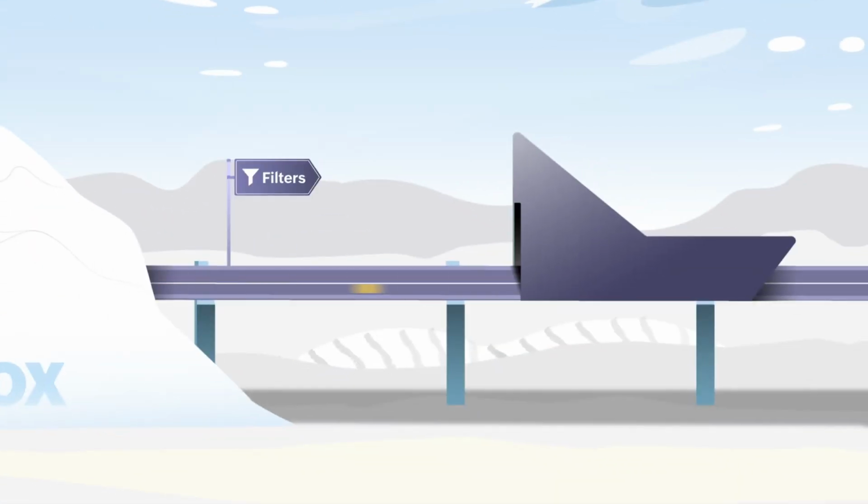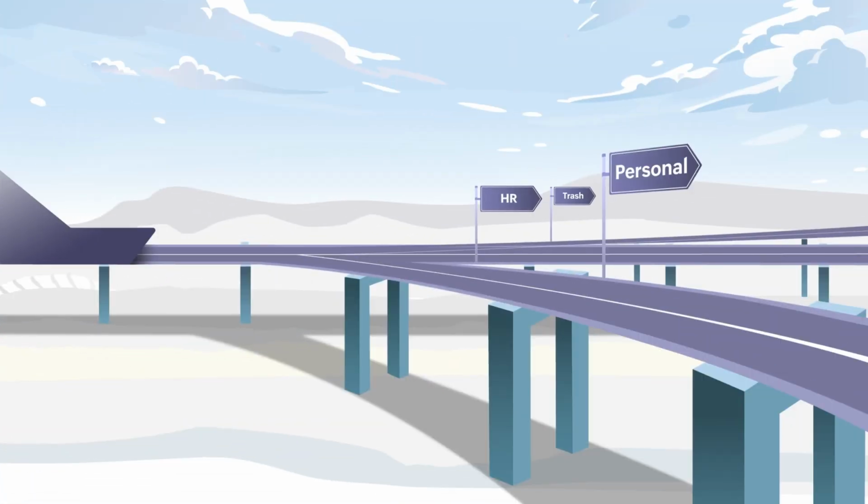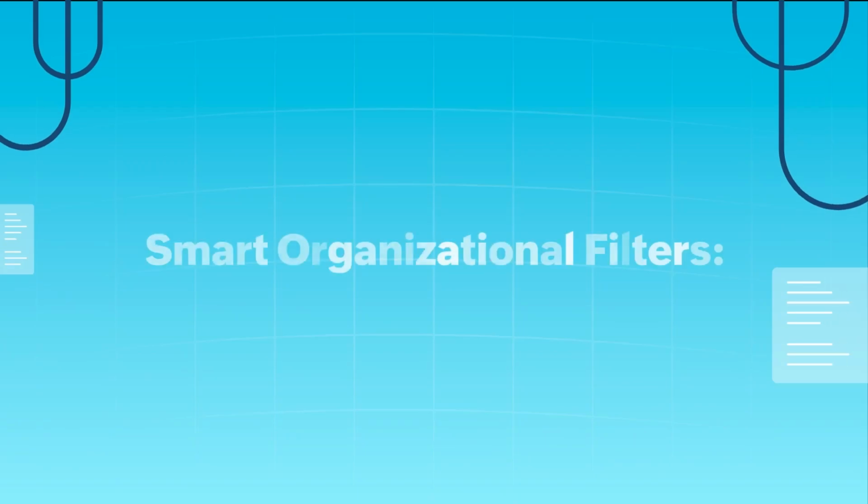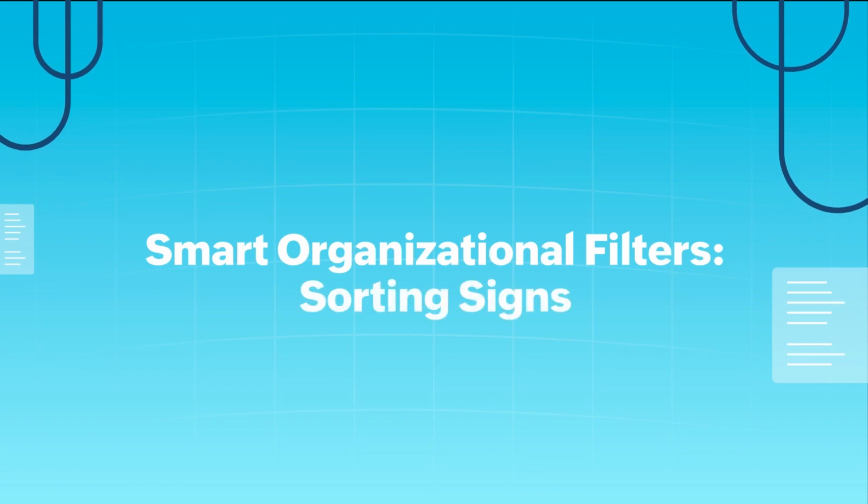Setting up filters is like strategically placing road signs everywhere to guide every email into the correct lane, keeping things organized and ensuring a clutter-free inbox. Smart organizational filters. Sorting signs.